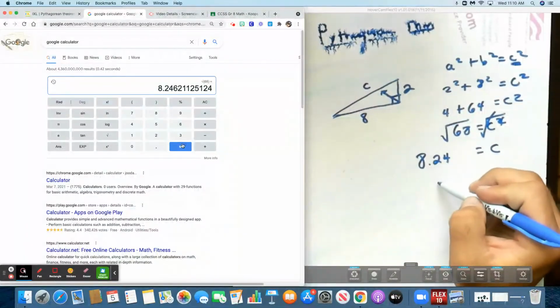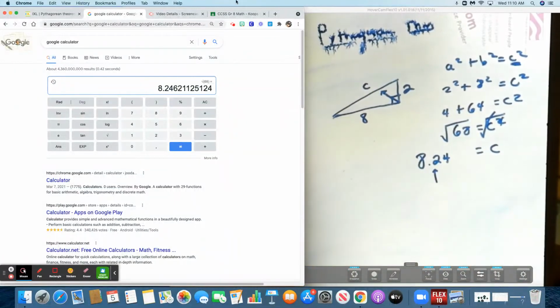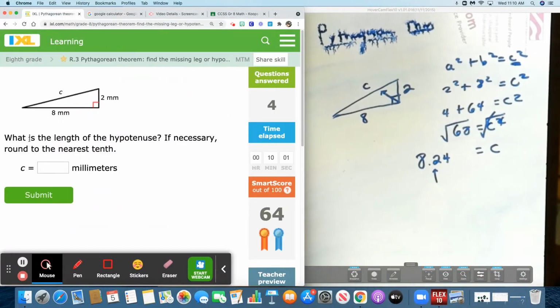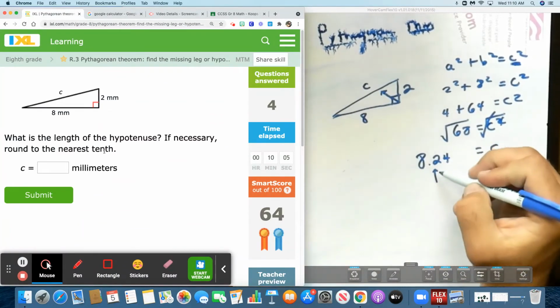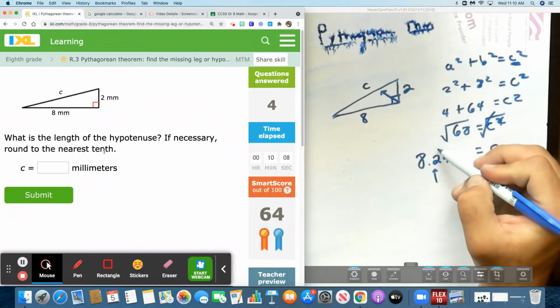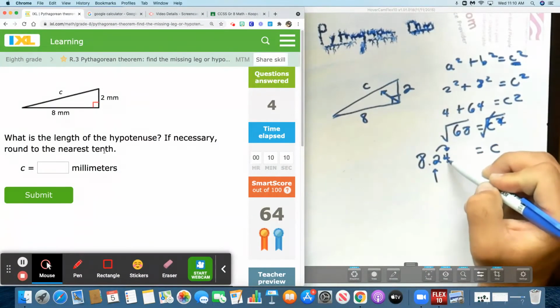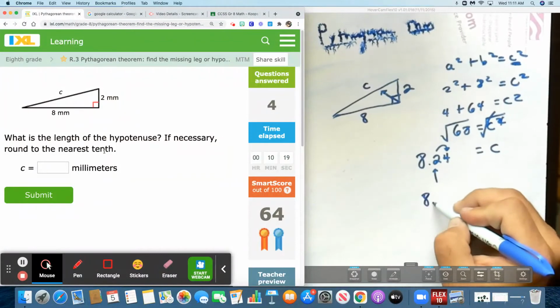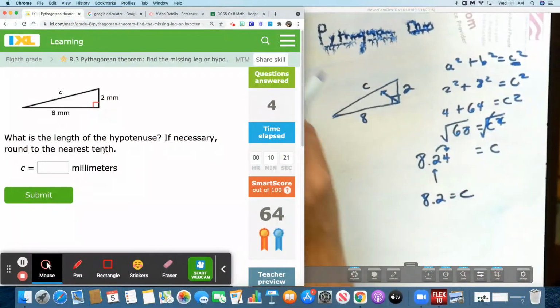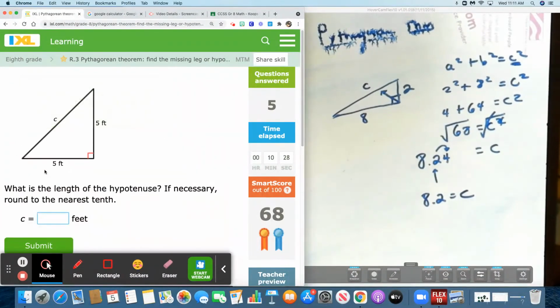So IXL usually wants us to stop at the tens place. Let me check the directions and make sure we're right on that. If necessary, round to the nearest tenth. Okay, great. So we're going to stop here at the tenth, so it would be 8.2, but first let's check our neighbor. 4 or more, add one more. 5 or more, add one more. 4 or less, let it rest. So this is 4 or less, so we're going to let it rest. So our answer is going to be 8.2 equals c. Okay, so let's check this out. 8.2, and ba-boom, we are good.